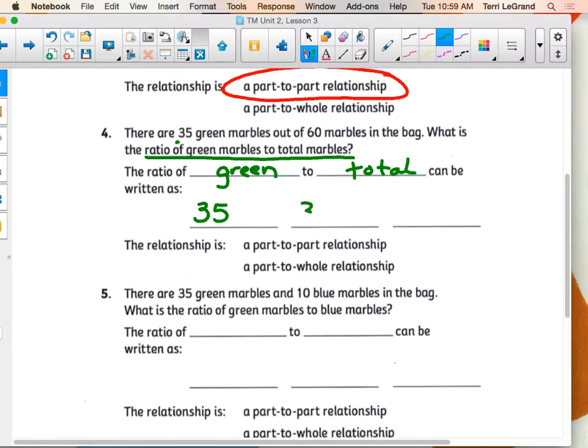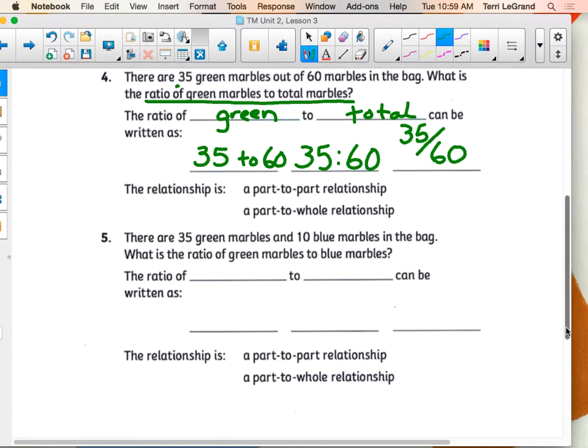35. And the other one is 60. Did we have to do any calculating to get it? Do we have to sometimes? Sometimes we do, depending on what they want us to compare, what kind of information they gave us. Part to part, part to whole. Part to whole. What gave it away again? Total. Yep, total, right there. That gives it away, doesn't it?